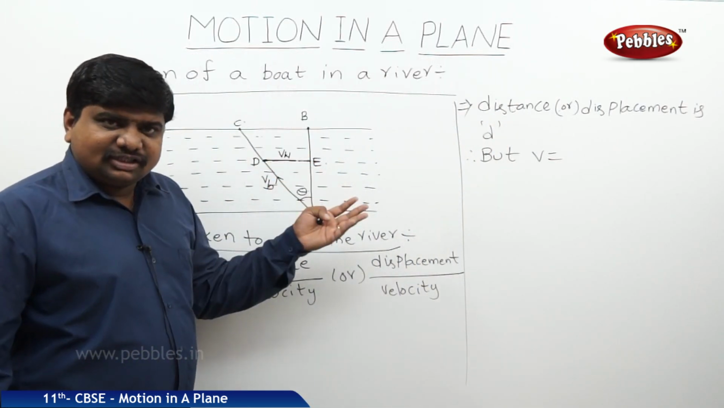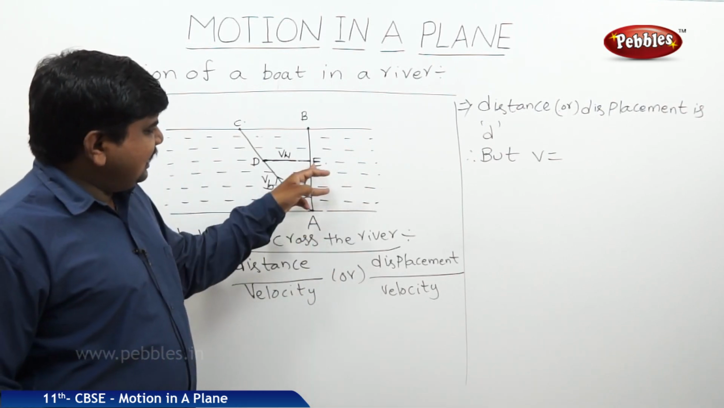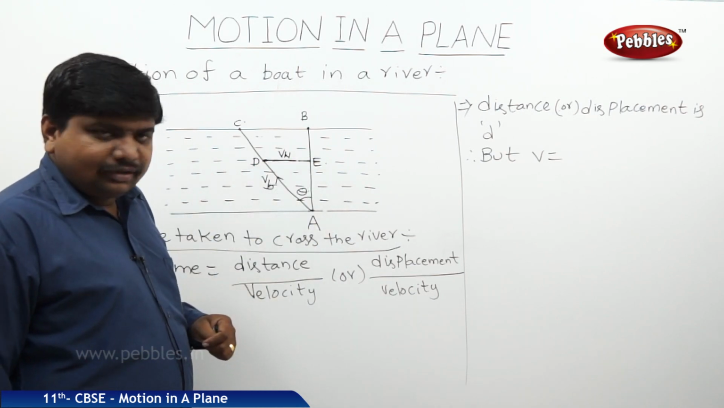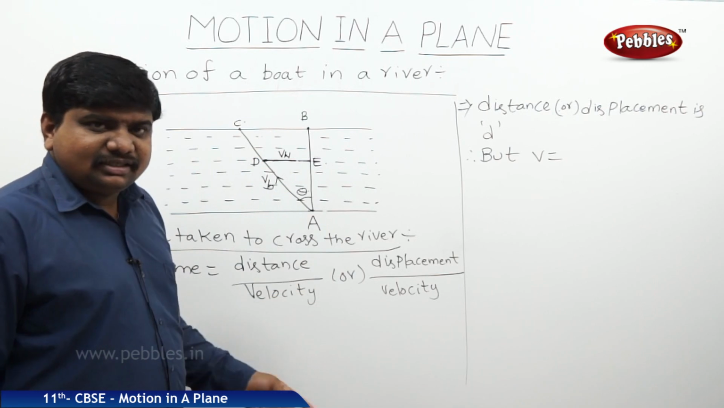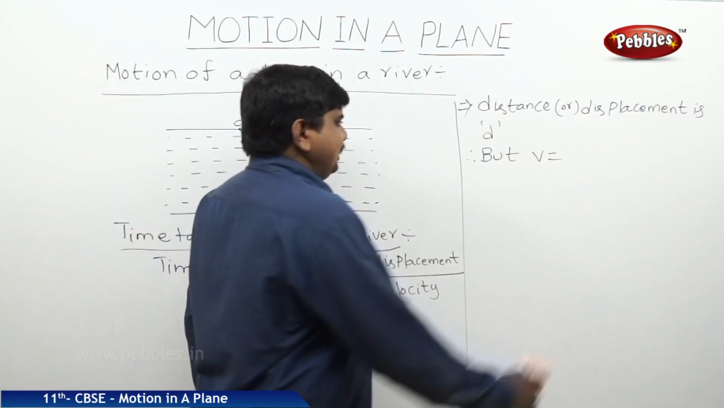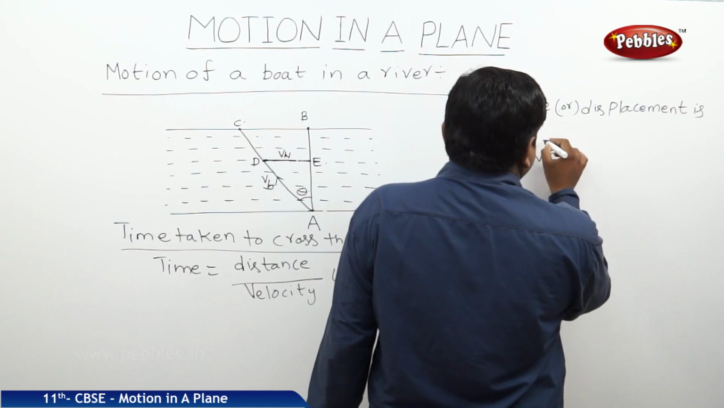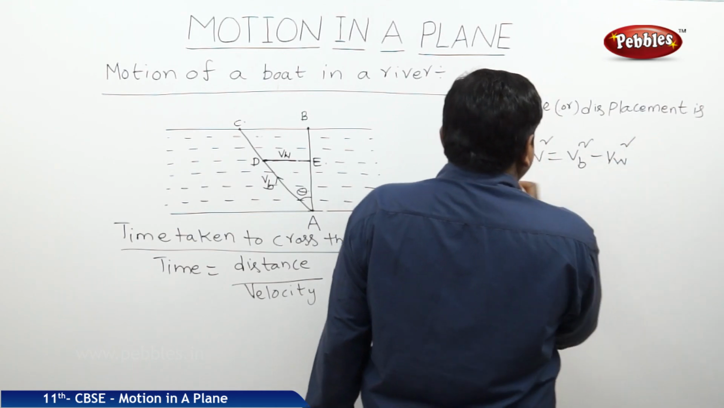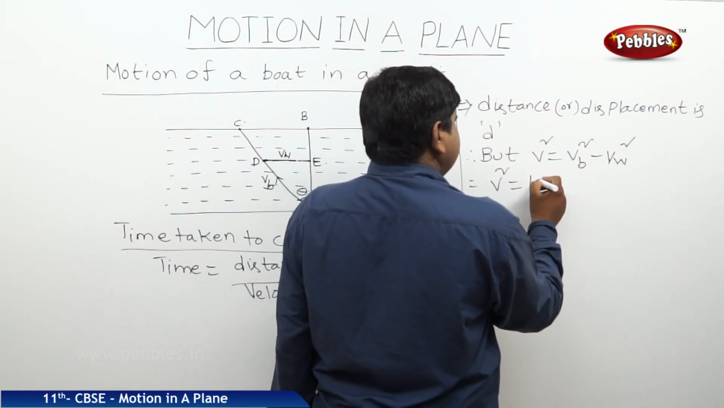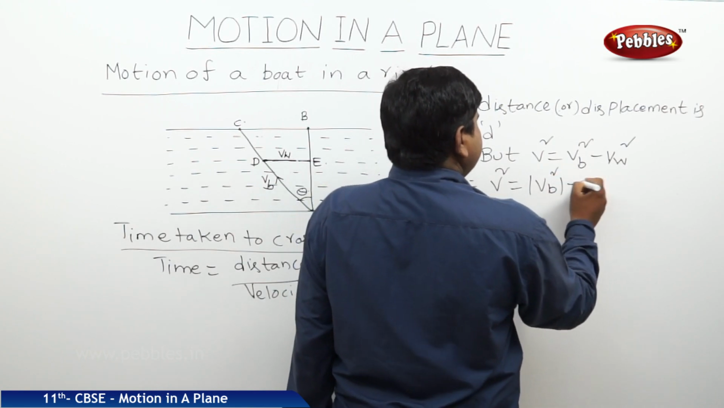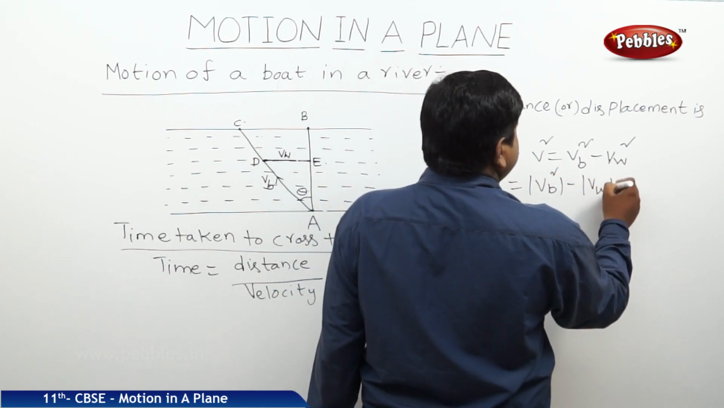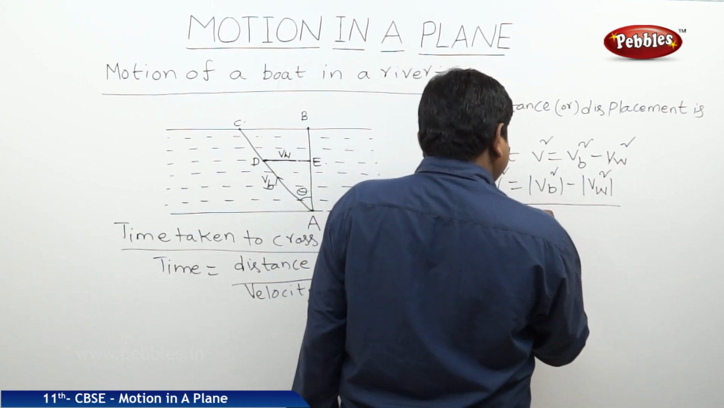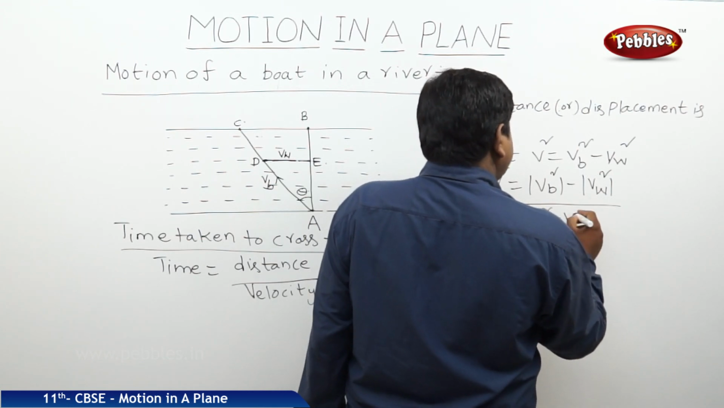which is based on the concept of right angle triangle, hypotenuse square is equal to side square plus side square. So let us suppose AD square is equal to DE square plus AE square. So AE square is equal to Vb square minus Vw square, we know that. By applying the triangular rule, V square is equal to Vb square minus Vw square, but magnitude wise V square is equal to modulus of Vb square minus modulus of Vw square. Therefore, V is equal to square root of Vb square minus Vw square.